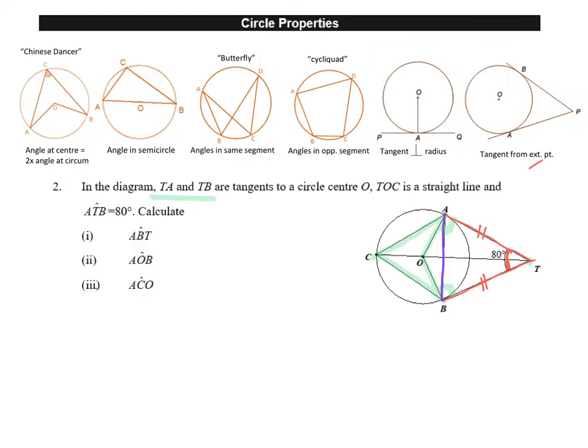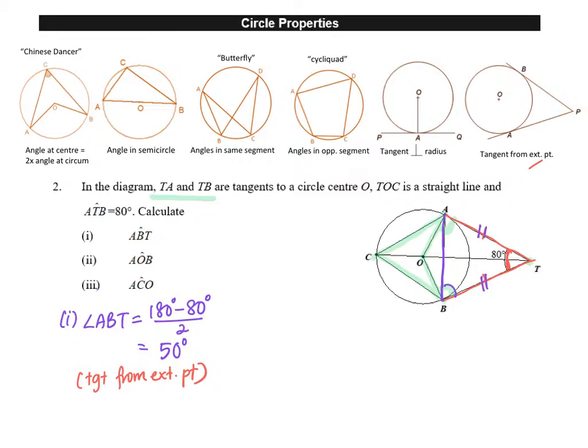What do you see? I noticed that there is an isosceles triangle where the tangents from the external point makes it isosceles. So how do I find angle ABT? I shall take angle ABT to be 180 degrees minus 80 divided by 2, and that gives me 50 degrees. Base angles of isosceles triangle. The reason that we have used down here is tangent from external point.